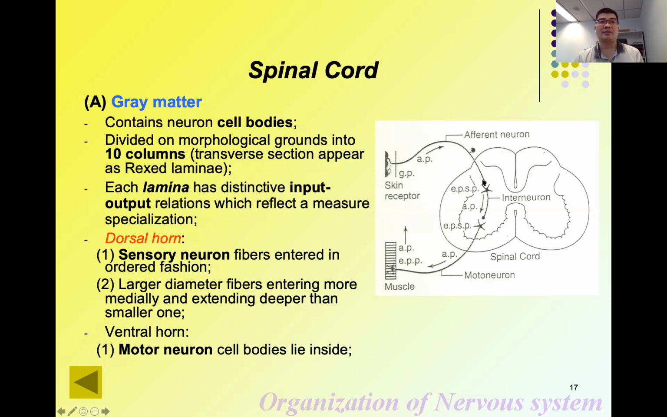So coming in, there might be interneurons, and then they connect with the motor neurons, and the motor neurons will go to the muscle. Now the motor neurons are actually inside the spinal cord.